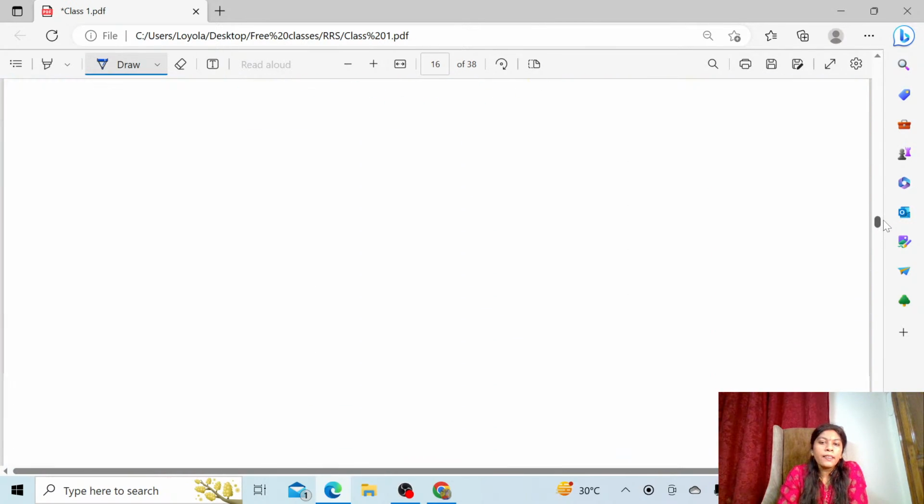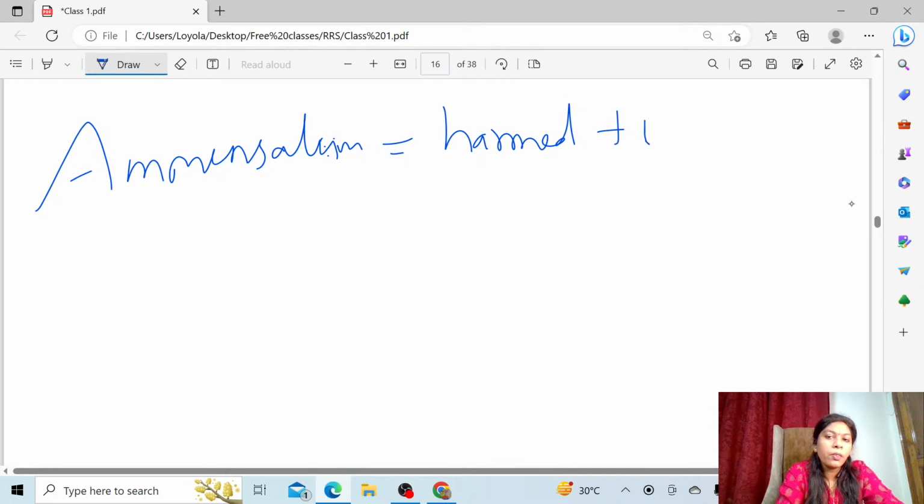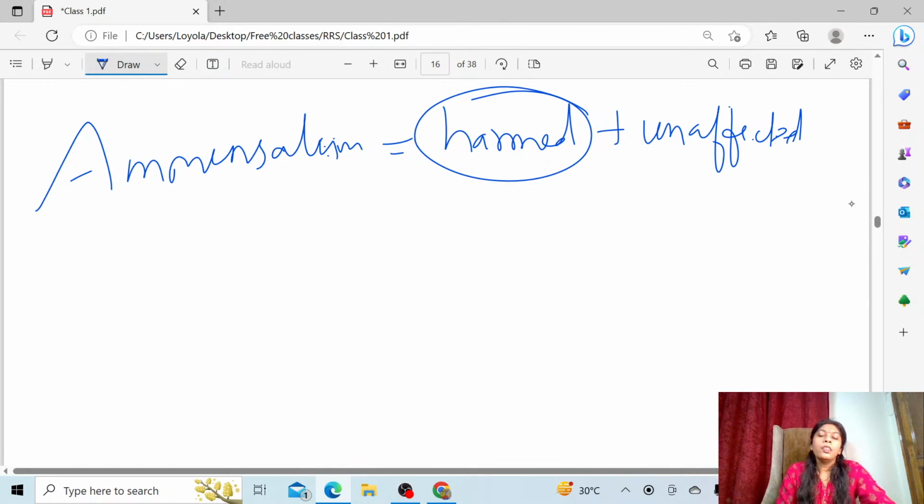So the rest remaining is nothing but amensalism. Amensalism means where one is harmed, but the other remains unaffected. One species is unaffected, the other is getting harmed. A lot of examples are there for that. Some organisms, some plants, will secrete some enzyme. What happens is this will go and contact the other, which will get affected due to it, but the other one will remain unaffected.